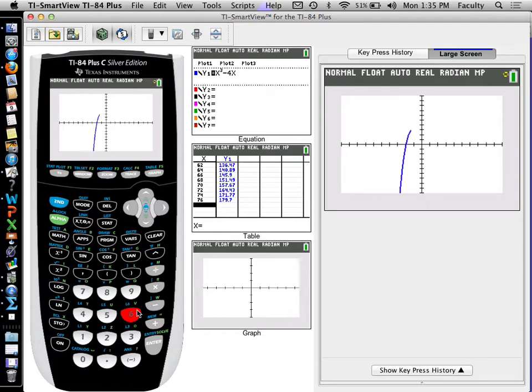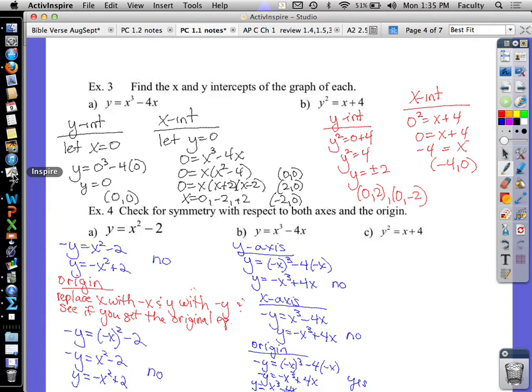And now what I want you to do is, after it's been graphed, take your calculator and turn it upside down. Does it look exactly the same as when it was right side up? Isn't that amazing? That is so cool. So that gives you origin symmetry. Okay? All right, try letter C. Try y-axis, x-axis, and origin symmetry.